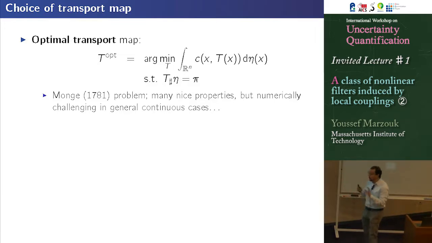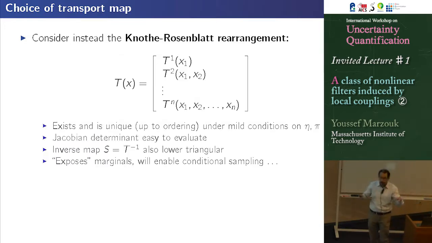The map instead that we're going to use for most of our developments is this triangular map called the Knothe-Rosenblatt rearrangement. And this triangular map looks like this. So presume I have a density on R^n. This is a map, a function from R^n to R^n. And it's lower triangular in the following sense: the first component is a function of only one variable, the second is a function of two variables, all the way down to the nth component, which is a function of all n variables. It turns out this triangular form is just general enough to represent relatively arbitrary distributions. And it has a lot of nice features.